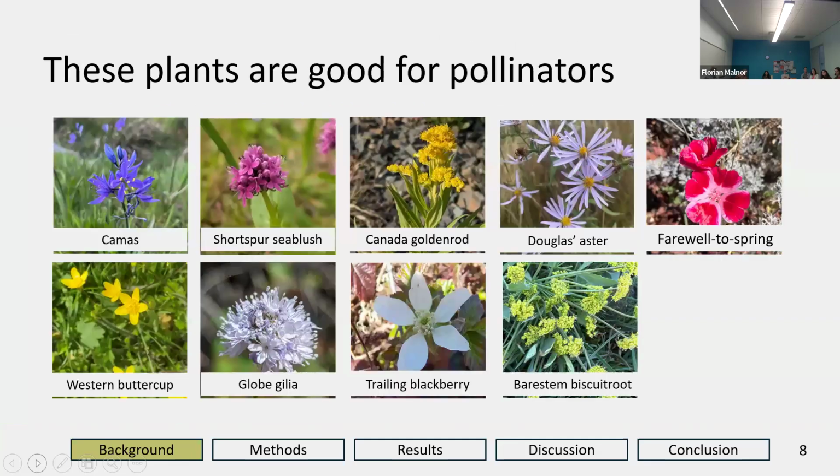So past studies have shown a number of native flowers that historically are associated with oak savanna. These are the camas, short for sea blush, Canada goldenrod, Douglas aster, farewell to spring, western buttercup, trailing blackberry, globelia, and bare stem biscuit root. So all of these plants have been shown in past studies to be very attractive to pollinators. And they also happen to grow in oak savanna.